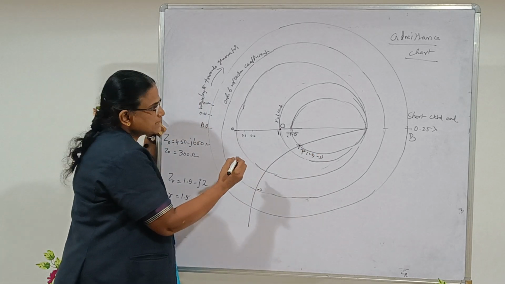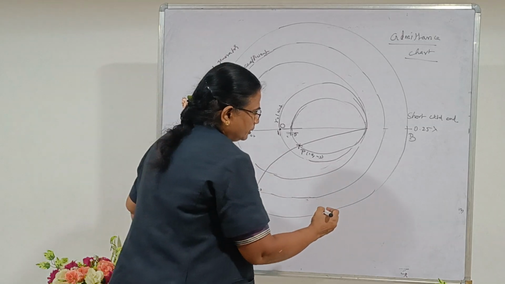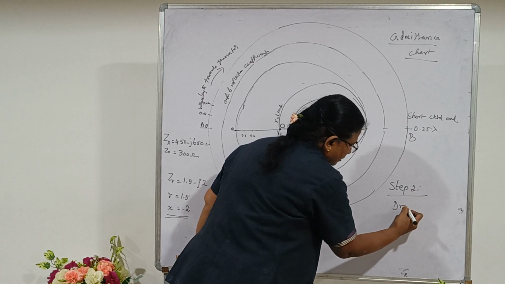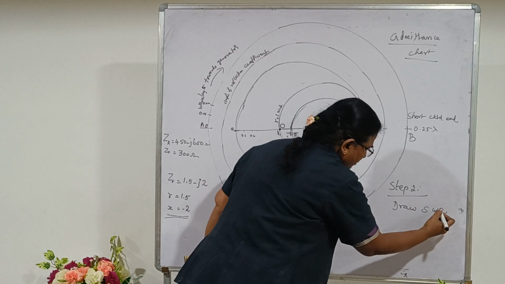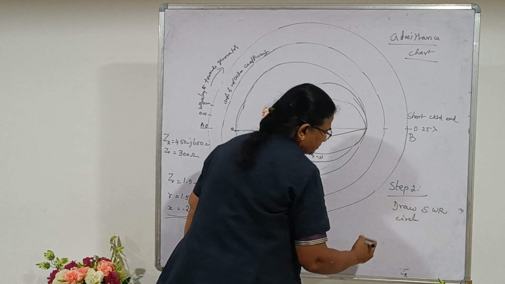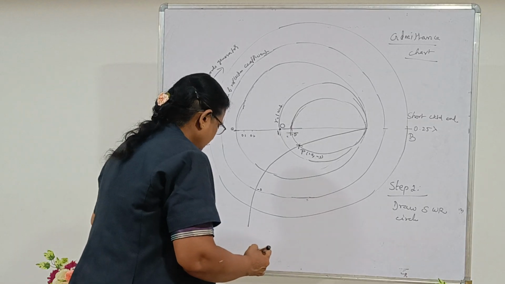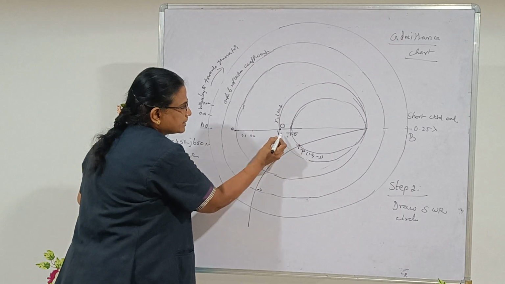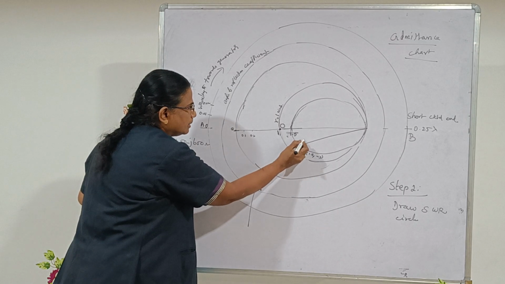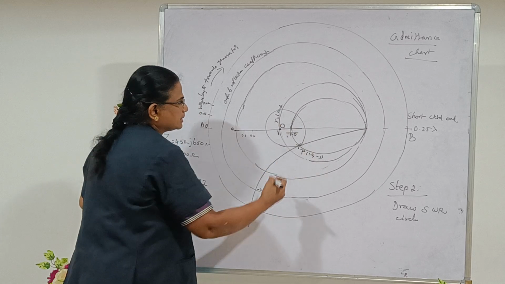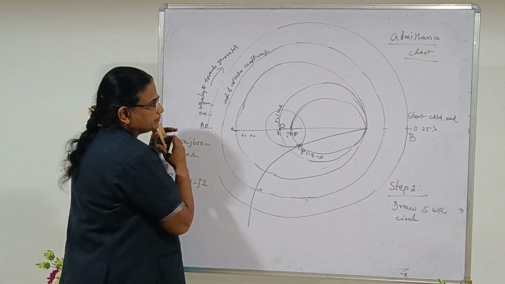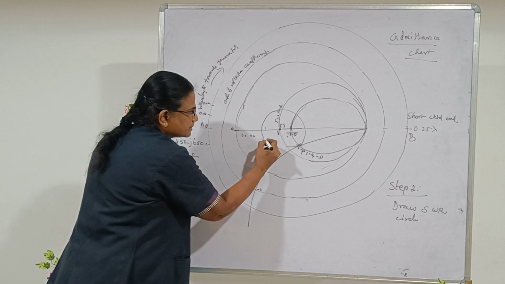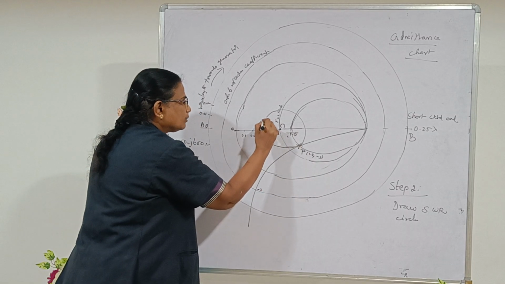Now the second step, step 2. Note it down. You draw the SWR circle. How will you draw the SWR circle? With O as center and OP as radius, draw an S circle. This is the S circle. So we have now drawn a circle with O as center and OP as radius.